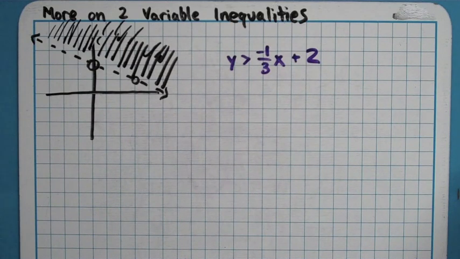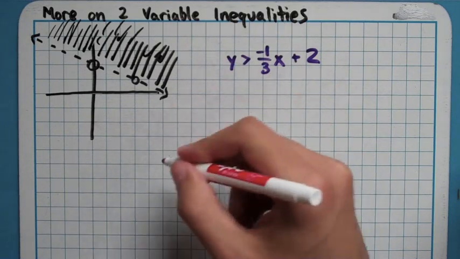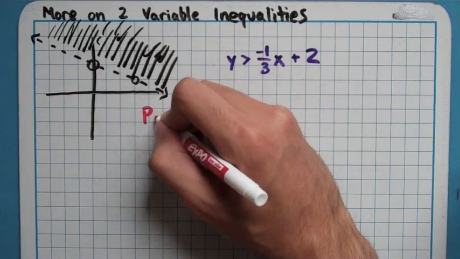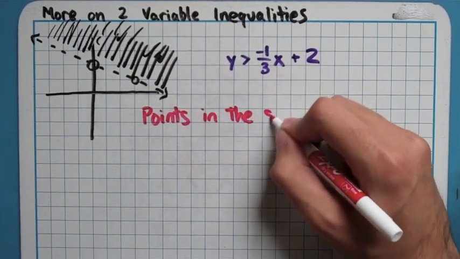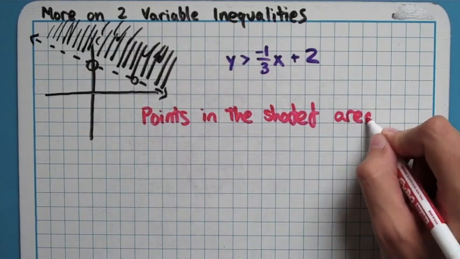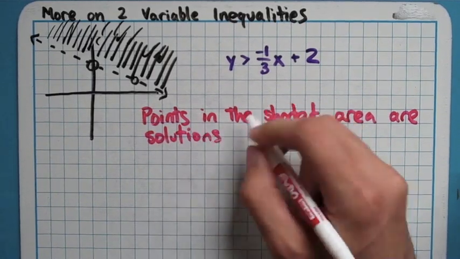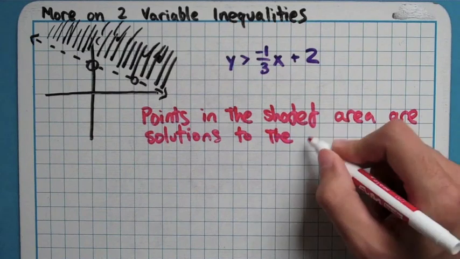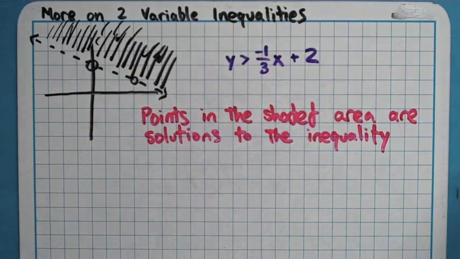I want to talk about what it means to actually be a solution, and what it means to be in the white part versus in the shaded part. And I'll write down the note first, and then I'll show you what I mean by it. So, points in the shaded area are solutions to the inequality. And I'm going to show you what I mean by that by picking a point that is in the shaded area and a point that is not.